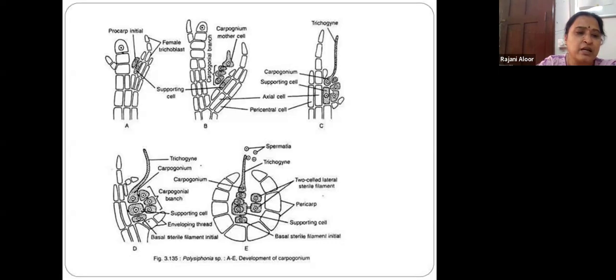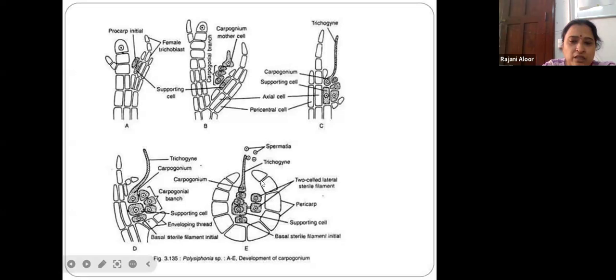Here is the apical carpogonial filament, the carpogonium mother cell, and the further development of the carpogonia. The carpogonium is now ready for fertilization at this stage. Here are the pericentral cells, the adjacent cell and the supporting cell. Both cells start growing to cover the fertilized carpogonium. See, this is the carpogonium.